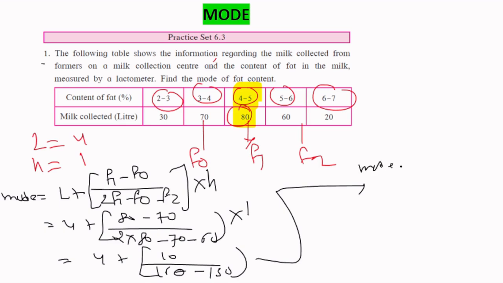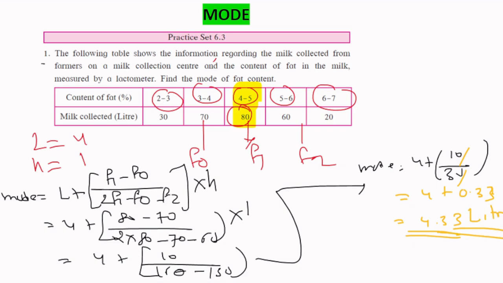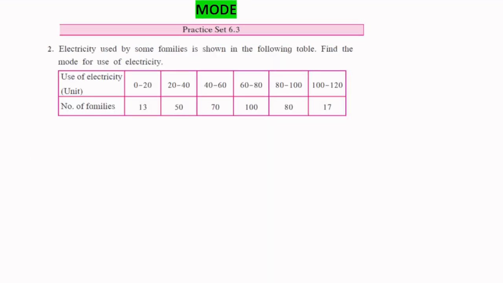So your mode is equal to 4 plus 10 divided by 30. The 0 will get cancelled, so the remaining is 1 by 3. Everyone knows what 1 divided by 3 is. It's always 0.33. Your mode is 4.33. But it's in liters, so we can say liters. This is your mode. Isn't it very simple? The only thing you have to find is f1, f0, f2, h and L, and that's it. Damn easy. Let's proceed to the next question of this practice set 6.3.